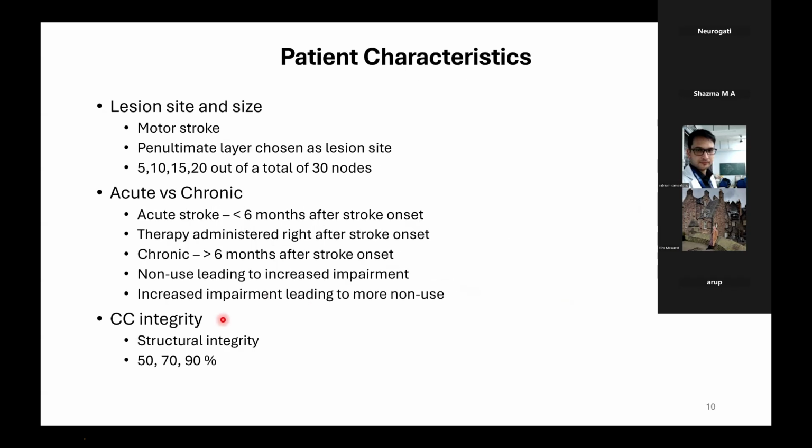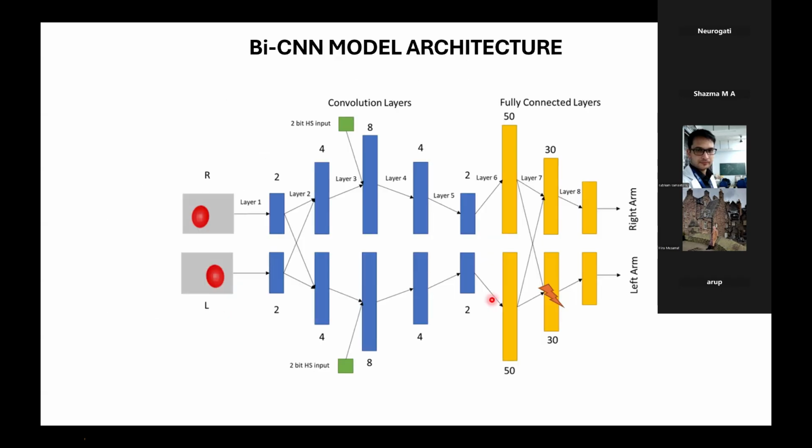The other thing is CC structural integrity. Here, this is the CC, or the corpus callosum. These weights are periodically removed, from having all of the weights to having only half of them, or only 70%, or only 90%. This is done because experimentally it has been seen that the integrity of the corpus callosal structure plays a very important role in recovery.